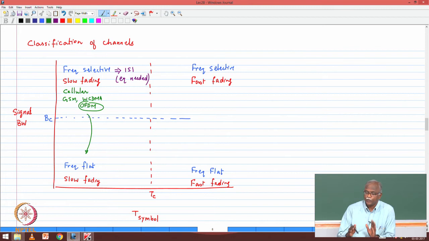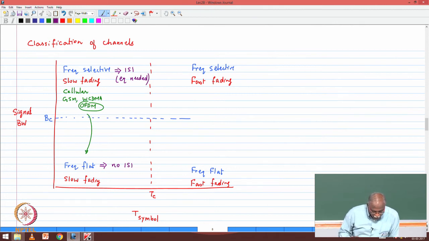And that's one of the reasons why OFDM is very popular, because you can design the system so that you don't need an equalizer. So frequency flat means no equalizer or no ISI, so I don't need to worry about the equalization aspect. Most of our cellular systems are in the northwestern quadrant, where it is frequency selective and slow fading.